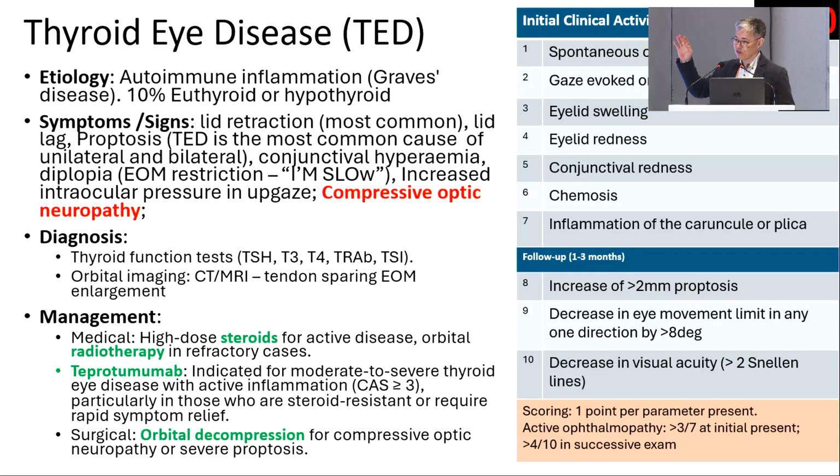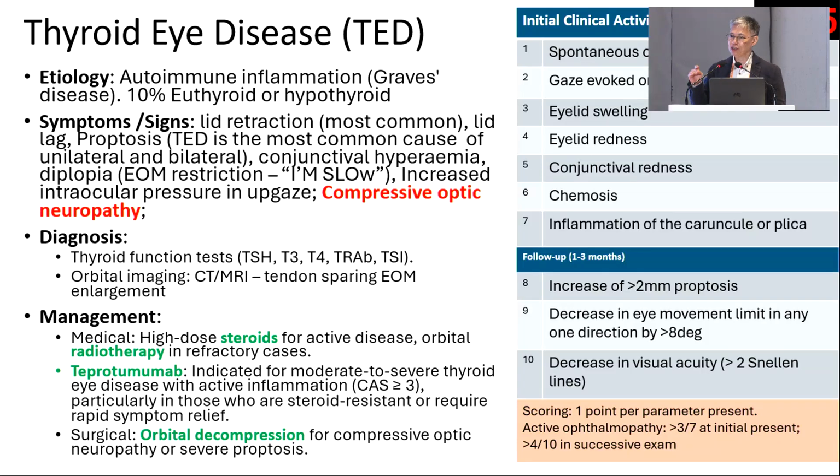But I really wanted you to have a look at this clinical activity score that you have over there. You look at the number of things that say redness, right? It's 3, 4, 5, 6, and 7, all have to do with redness of the eye. So a little bit of a proptotic eye with a bit of lid retraction and redness almost should signal to us an active thyroid disease in many circumstances.